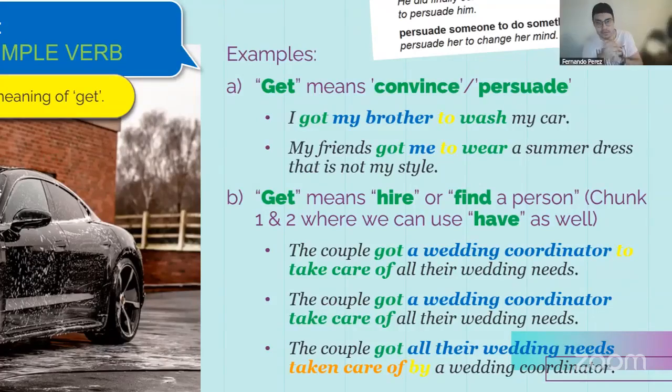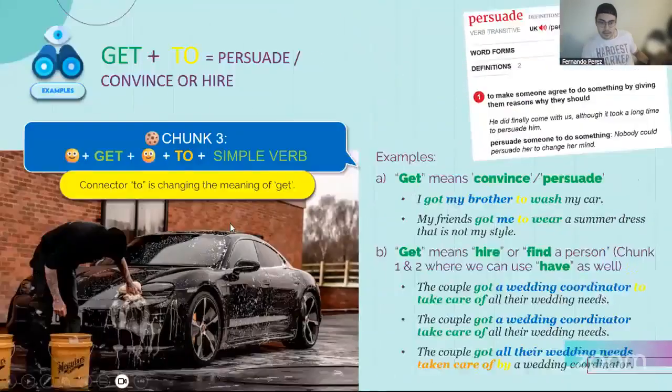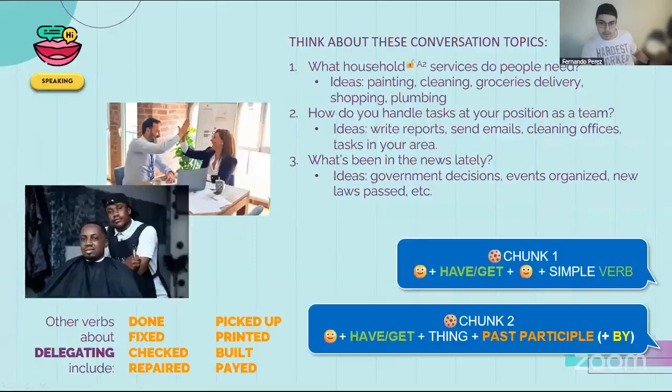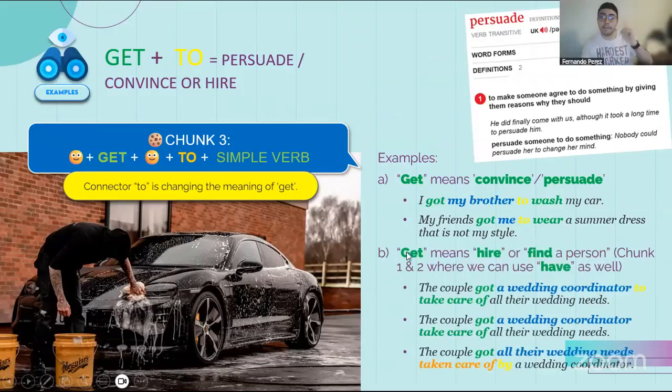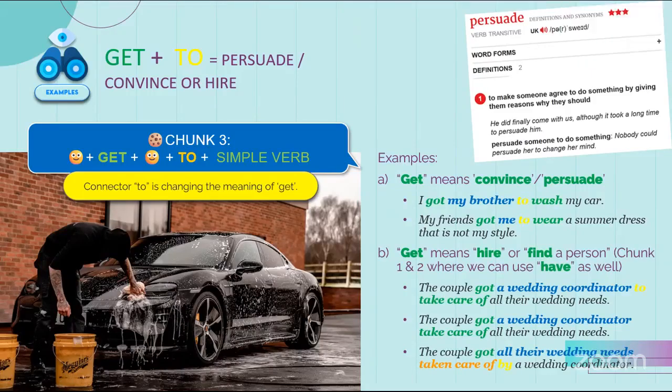I have my car washed. What was the other verb? Get, have, and... oh yeah, precisely. Have and get. So letter B is the same example as we did before, but without the connector to. Letter B doesn't have connector to. Letter A has connector to. Okay. Let me copy that.